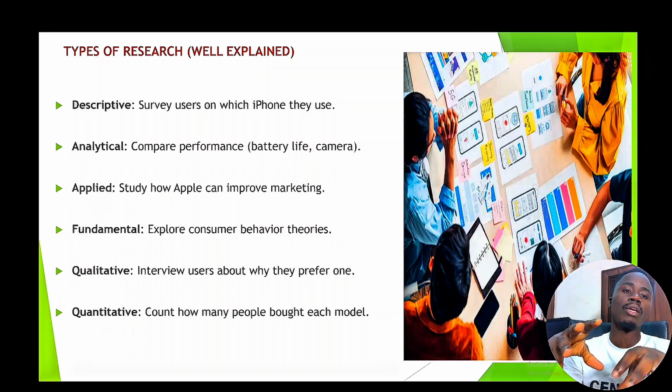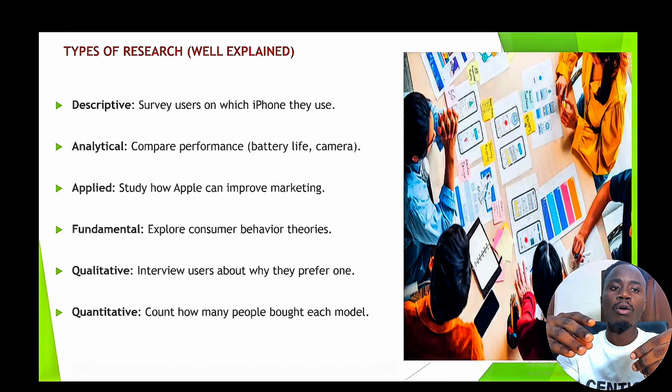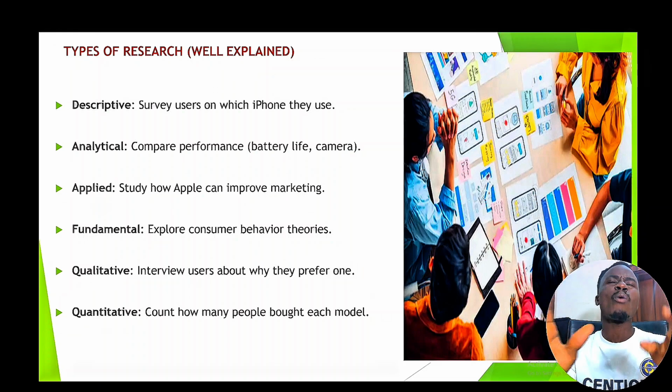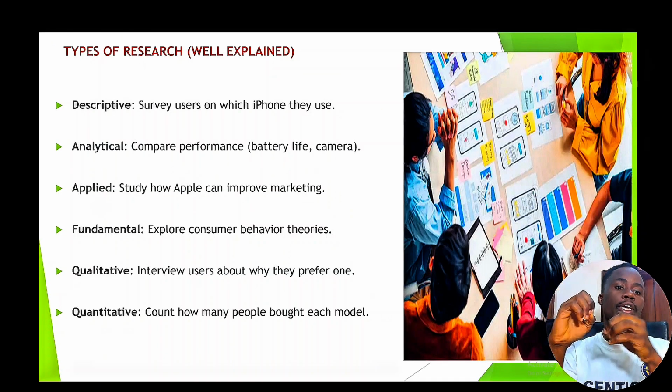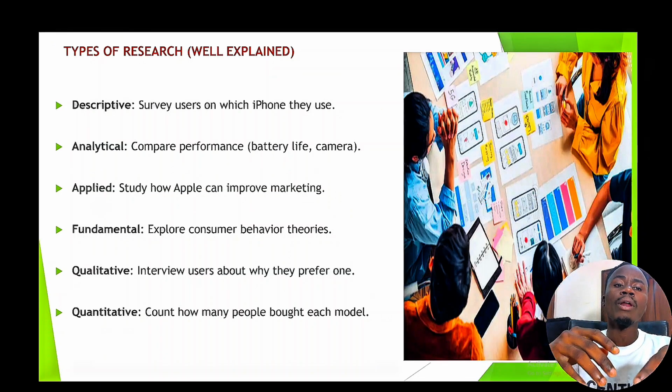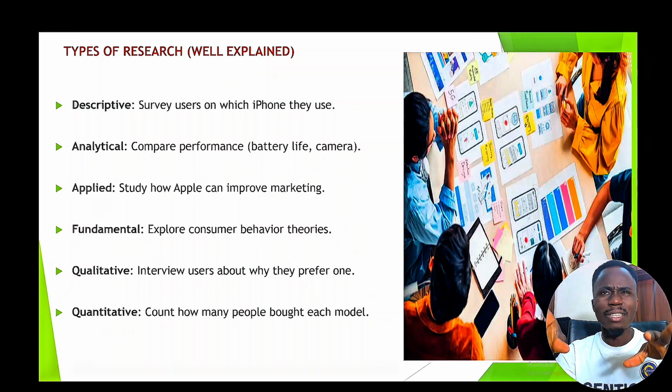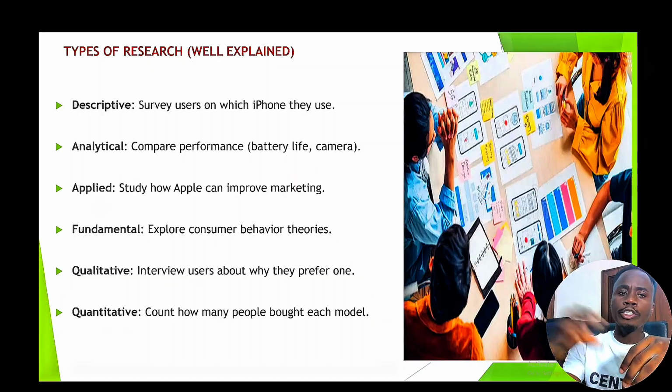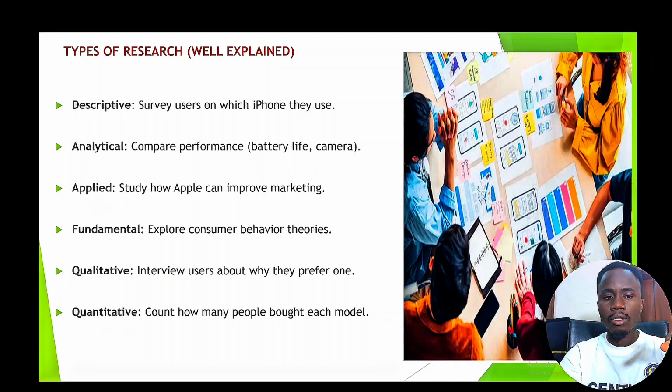So when we try to do this kind of analytical research, what do we call that type of research? Remember, we are talking about what research is all about. Now, the next one we've got is applied research. Let's take, for example, the Apple marketing strategy again, where you try to understand how Apple markets their product, how they apply what they've described and analyzed to improve their marketing.